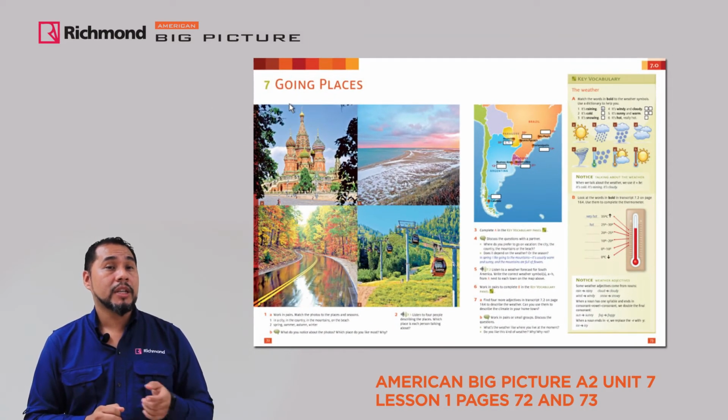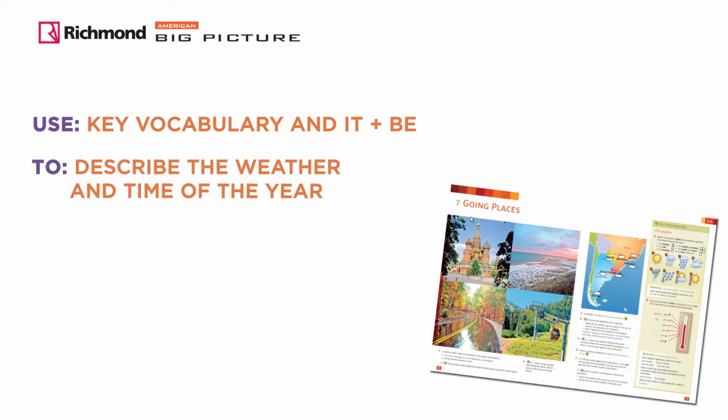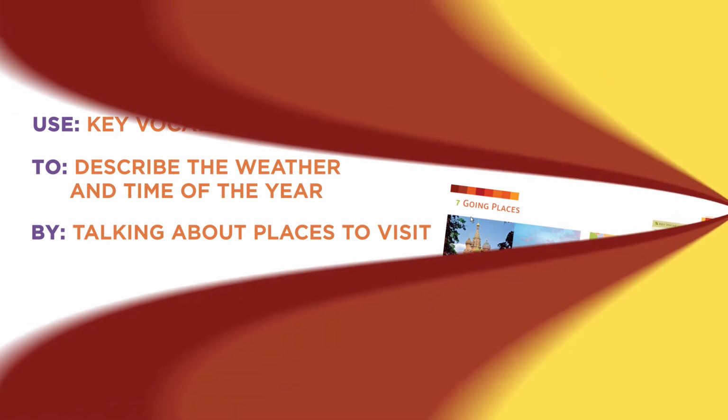For example, based on American Big Picture A2 Unit 7, Lesson 1, pages 72 and 73, the learning objective could be the following. Use the key vocabulary such as sunny, rainy, snowy, etc. and it plus be, as in it is rainy. Describe the weather and time of year by talking about places to visit in pairs or groups.